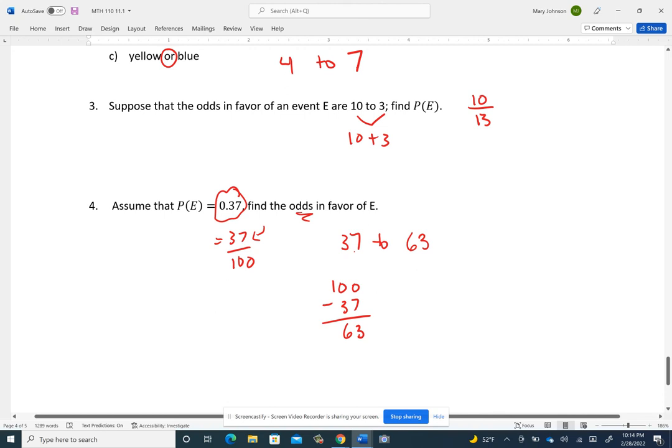Right? All right, and that's the end of 11.1. So I'm going to stop this so the video doesn't get very long, and then I'll look at 11.2 in a minute.